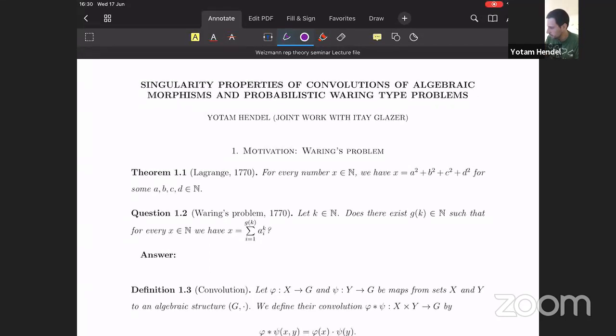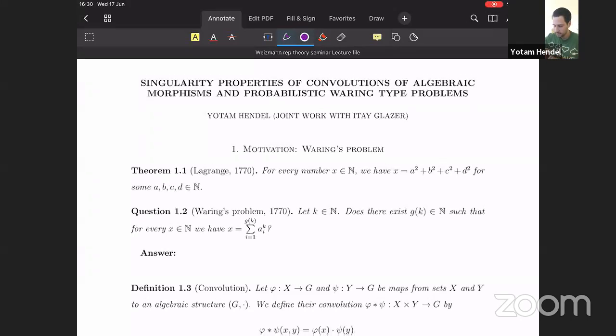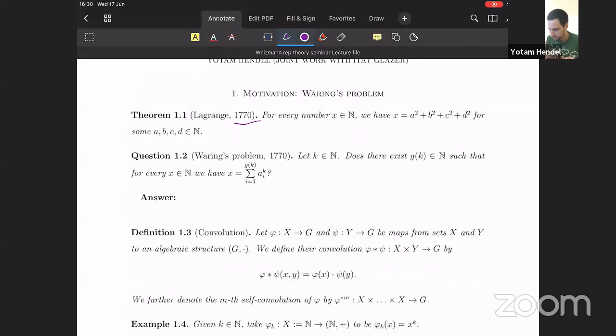I want to start with the following theorem of Lagrange from 1770. This theorem says that for every natural number x, I can write it as a sum of at most 4 squares.